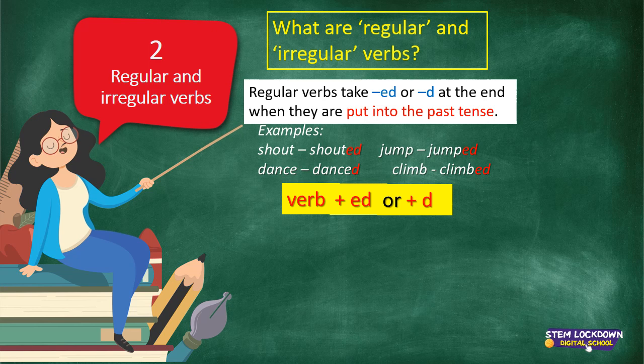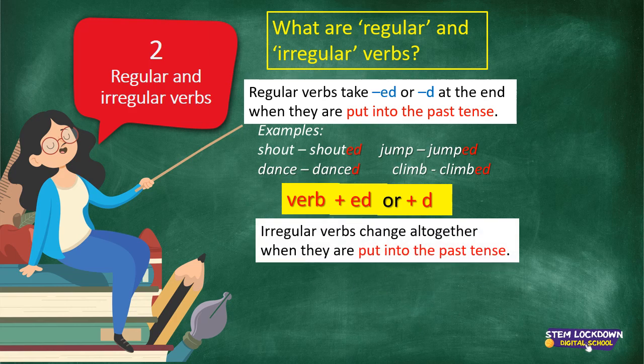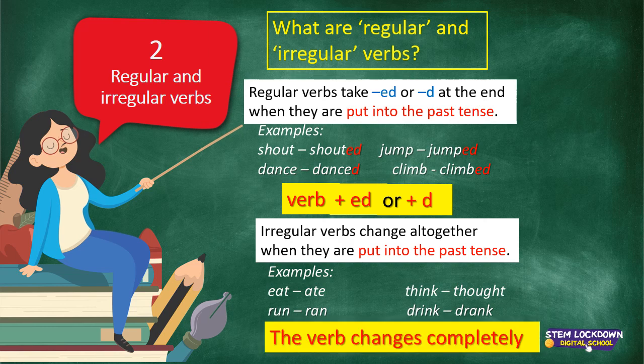So the rule is very simple and easy to remember, and it would be wonderful if all English verbs worked in a similar manner, but they don't, because we get irregular verbs and they change altogether when they're put into the past tense. They follow their own rules. You just have to know what they are. For example, eat changes to ate, run changes to ran, think changes to thought, drink changes to drank. You got that? Good. The verb changes completely. Awesome.